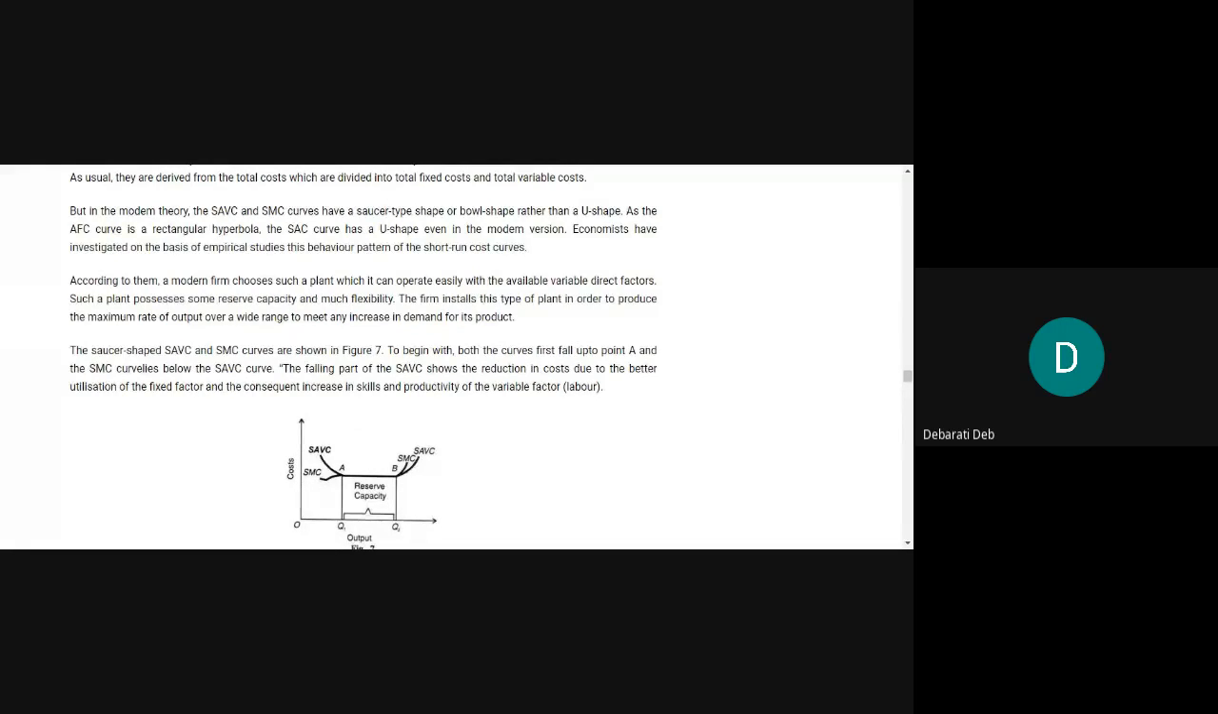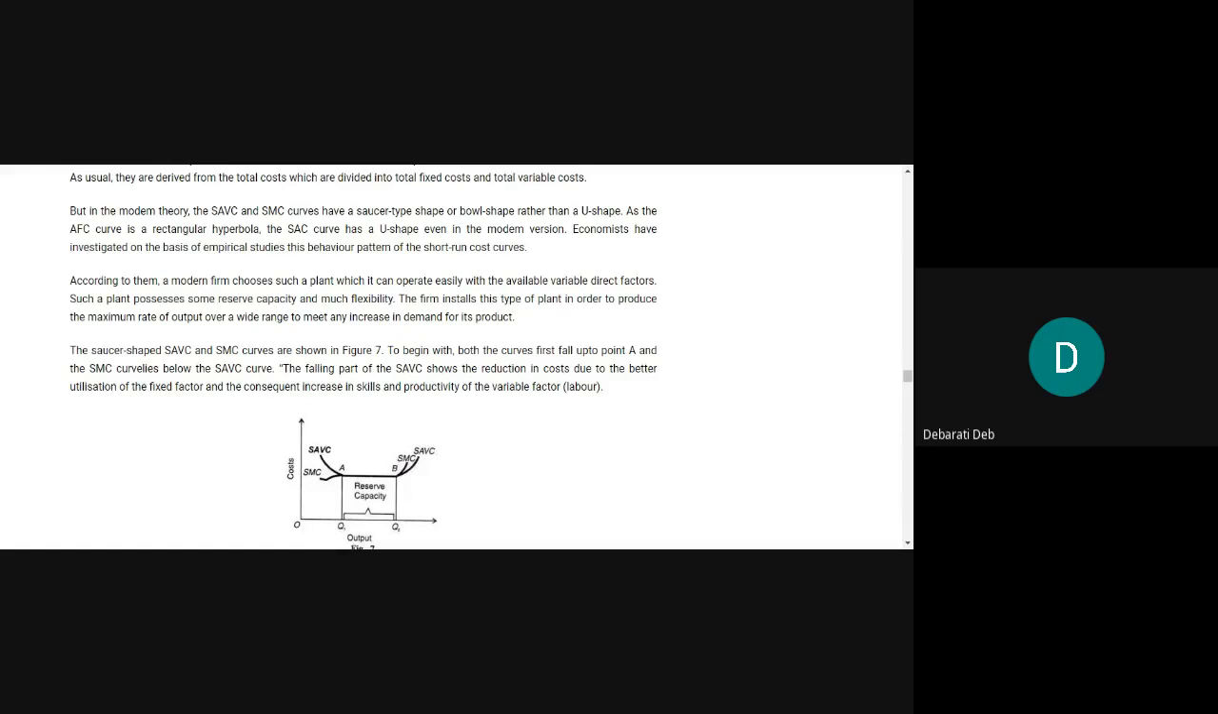So a plant will be chosen in such a way that it is flexible in nature and accustomed to the farm's operations properly, so that the farm can easily utilize all its factors and minimize the cost to the fullest. The farm installs this type of plant in order to produce the maximum rate of output over a wide range to meet any increase in demand for its product.